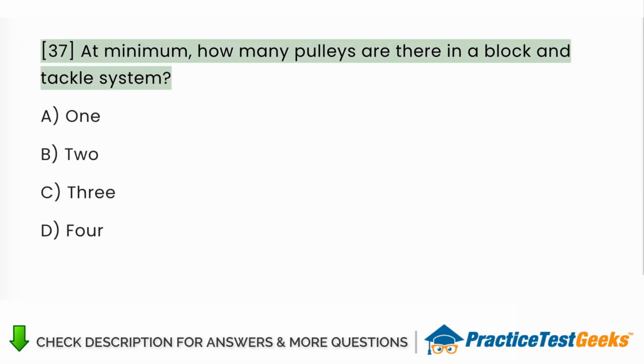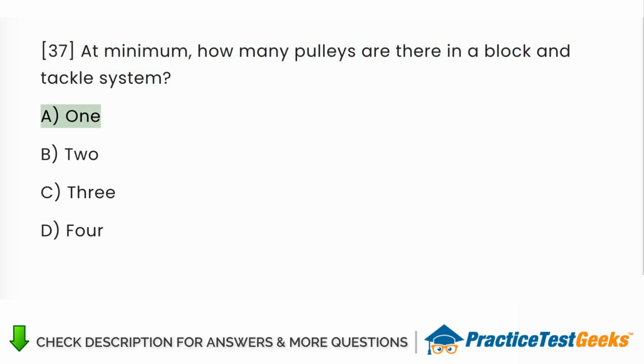At minimum, how many pulleys are there in a block and tackle system? A. 1. B. 2. C. 3. D. 4.